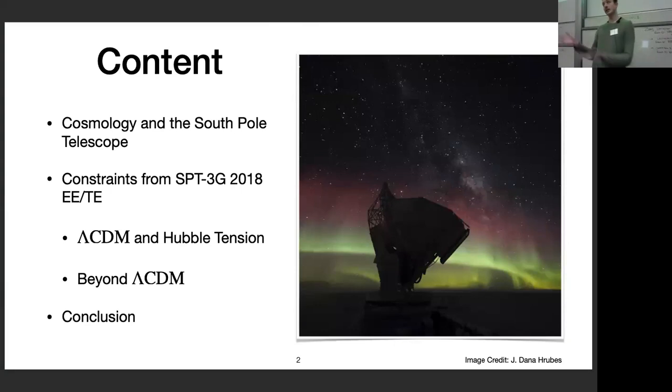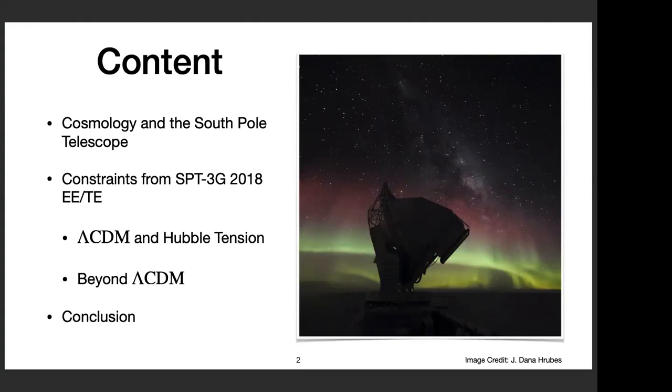I'll then transition into talking about cosmological constraints from our latest data set, SPT-3G 2018 EETE, and hopefully that acronym will make a lot more sense in a moment. We'll break this up into looking at lambda CDM, so the standard model with a focus on the Hubble tension, and then taking a peek beyond lambda CDM before concluding.